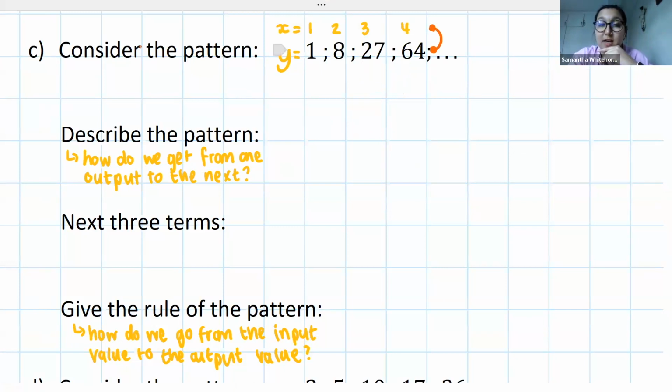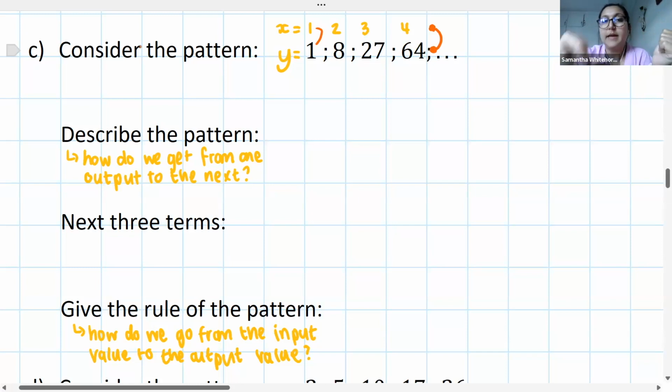Can I see a pattern? And some of you have identified it really nicely. So I would ask myself, okay, how do I get from 1 to 1? I haven't done anything. So I'd either be squaring it, cubing it, to the power of 4, something like that, or timesing it by 1. So let's go with squaring. 1 squared is 1. Let's see if it works for 2. 2 squared is 4. Not going to work.